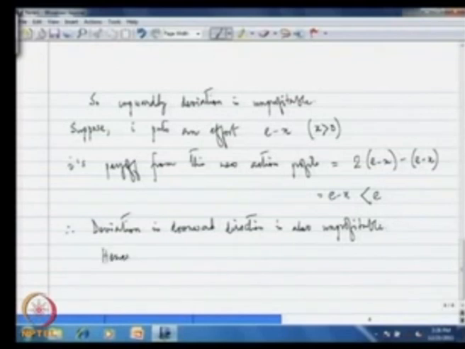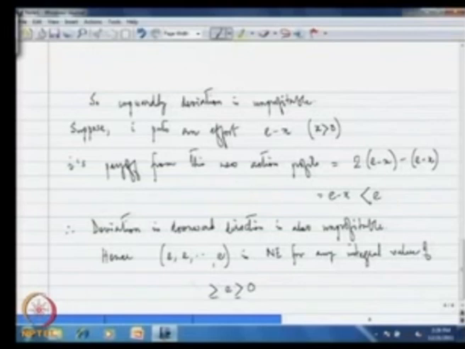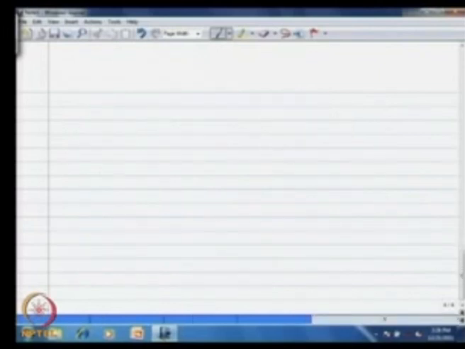Hence, e is a Nash equilibrium for any integral value of e greater than or equal to 0 and less than or equal to k. So, this is the first part. There is another part, the second part, which is saying that any action profile in which not all the players' effort levels are the same is not a Nash equilibrium. So, this is the second part.